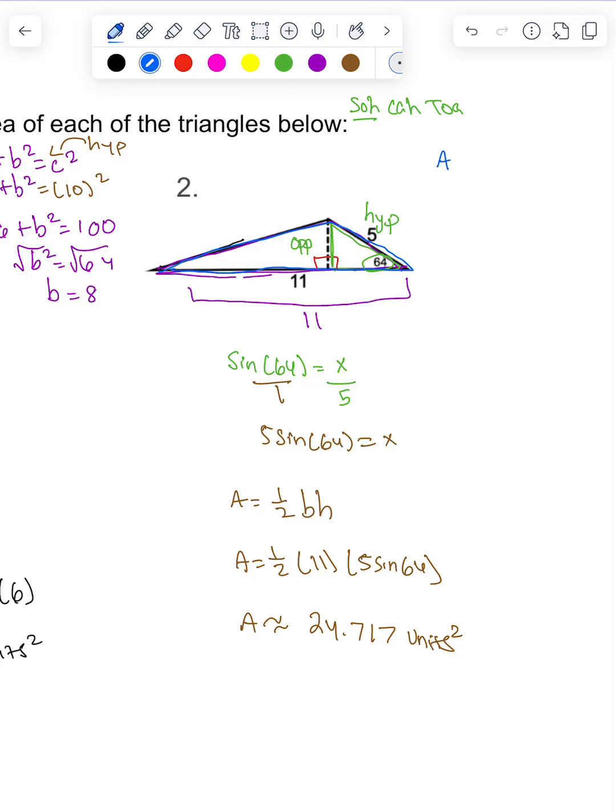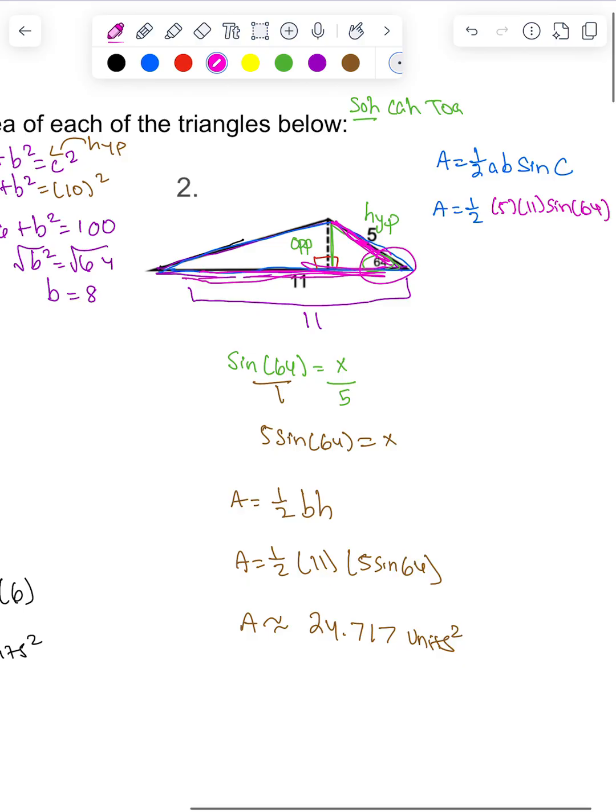So our new formula is 1/2 AB sine C. We do have two sides next to each other. We have the 5 and we have the 11. So that's going to be our A and B. And then sine of the angle in between. We did have the angle in between those two sides, 64 degrees. And let's type this into our calculator.